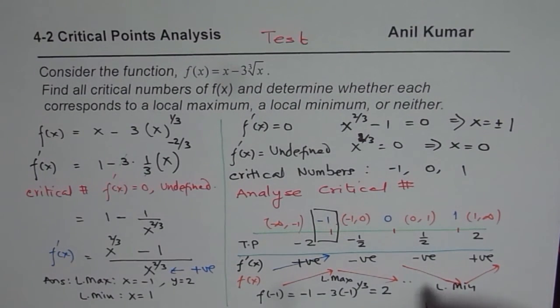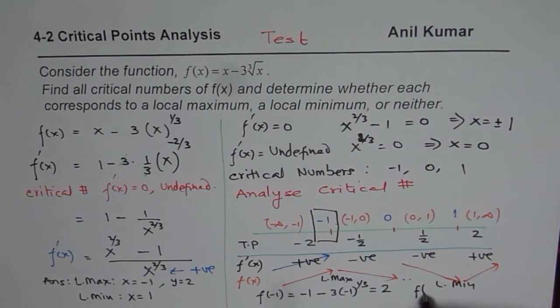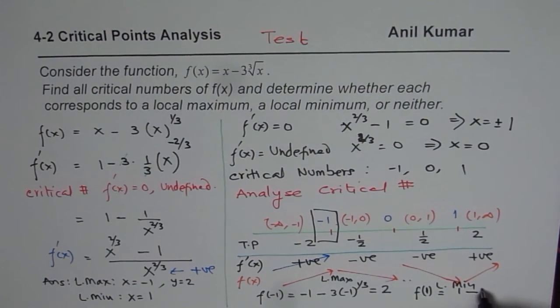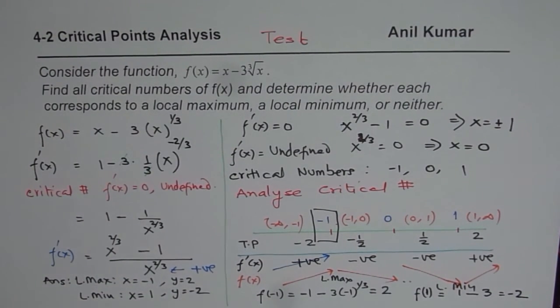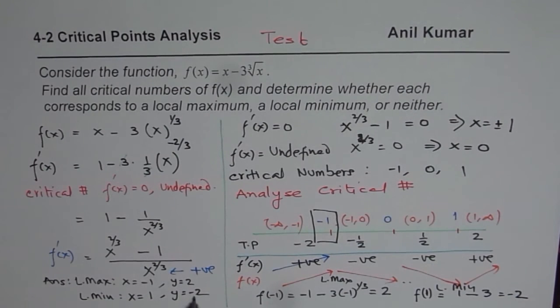If you write plus 1 here, f of plus 1 will be 1 minus 3, which is minus 2. So this value is y equals minus 2. So these are your local maximum and minimum values, which happen at the critical numbers minus 1 and 1, right? So that is how you could actually solve this question, correct?